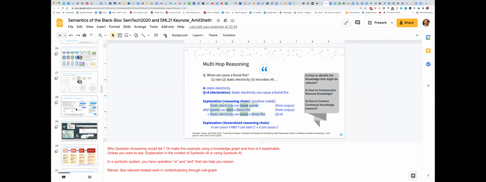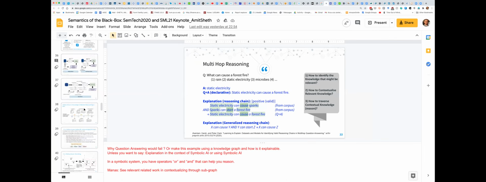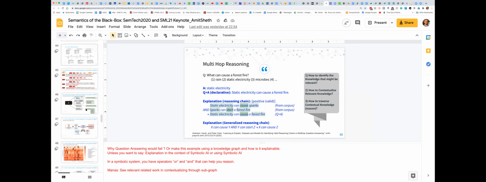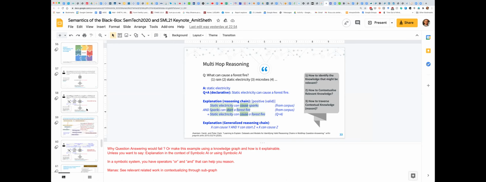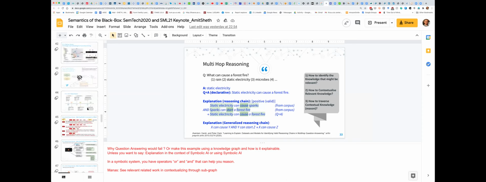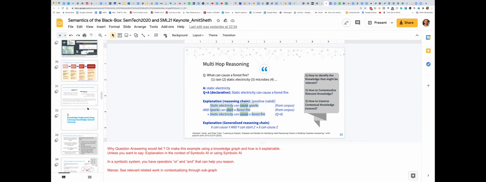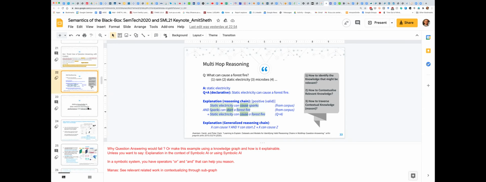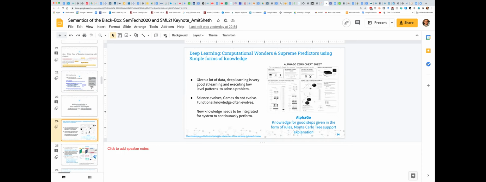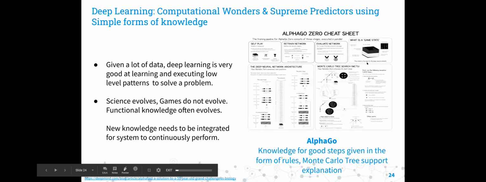So let me see. I had a couple of slides yesterday just talking about it. It just so happens. If I can get that quickly. Here. So this happens to be AlphaGo.